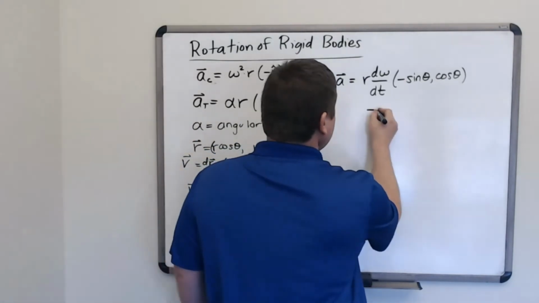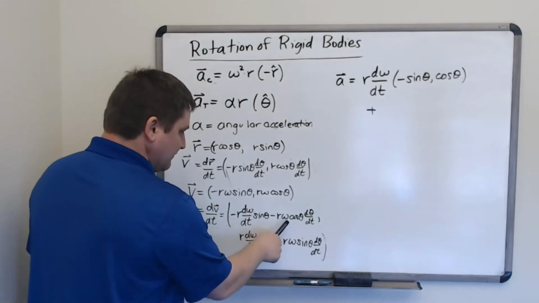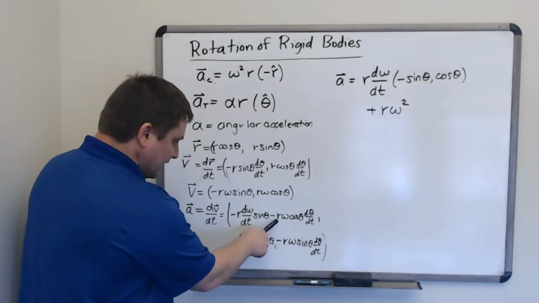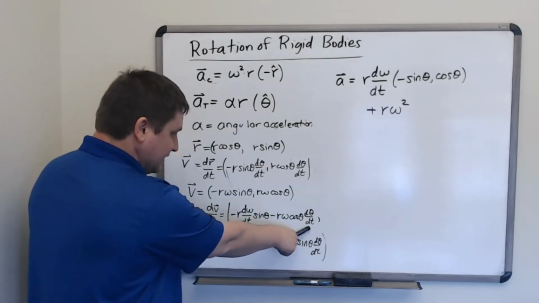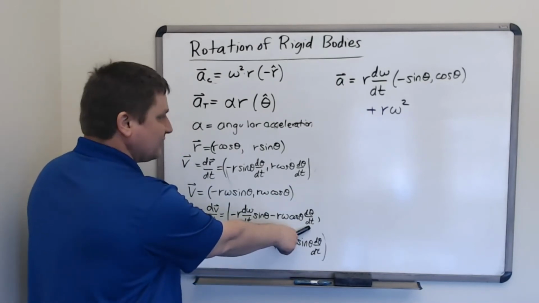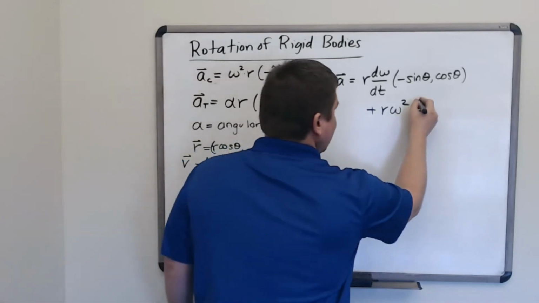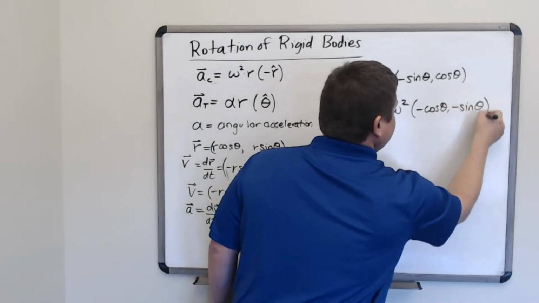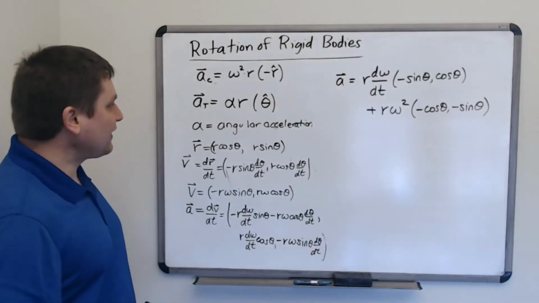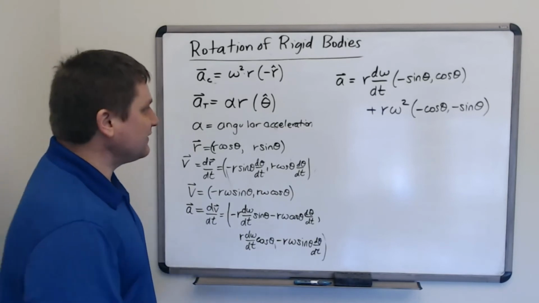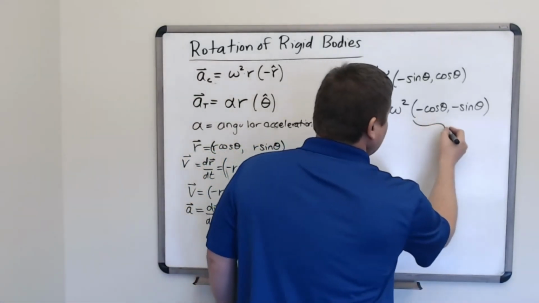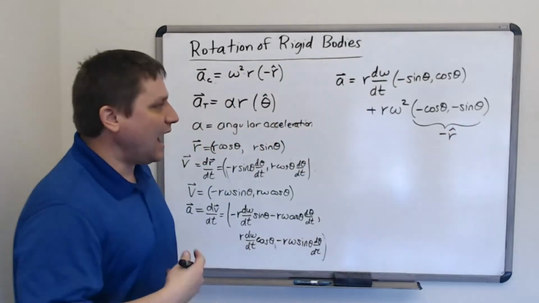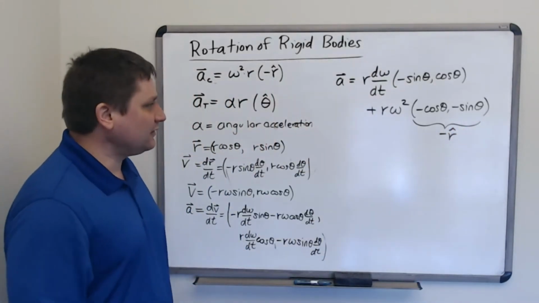And then for the second portion, it will be r times omega squared. So there's an r, an omega, and the d theta dt, that's also omega, so we get omega squared. And then we've got a minus cosine theta, minus sine theta. Okay? So that's our acceleration expression by doing derivatives. This vector here is the minus r hat direction. It's the opposite of the radial direction.